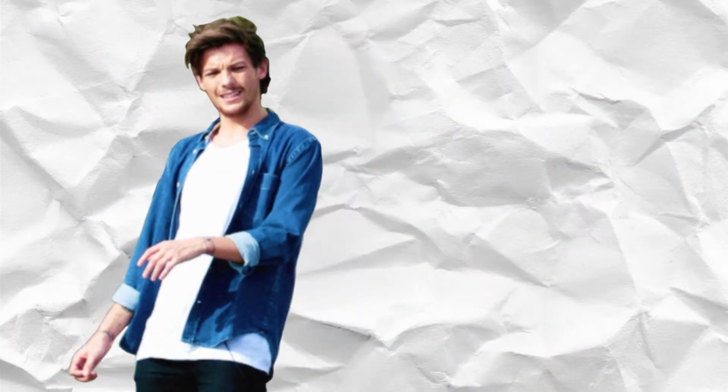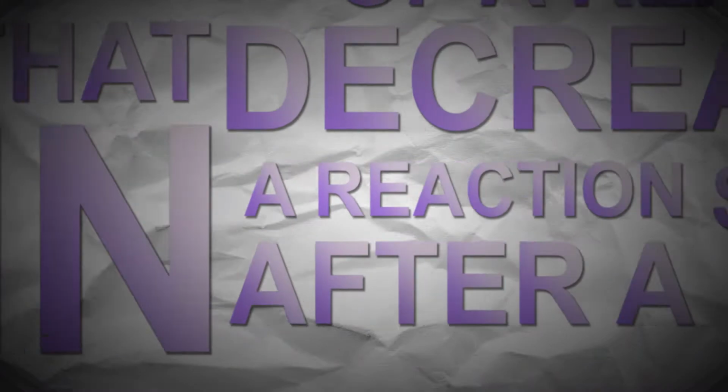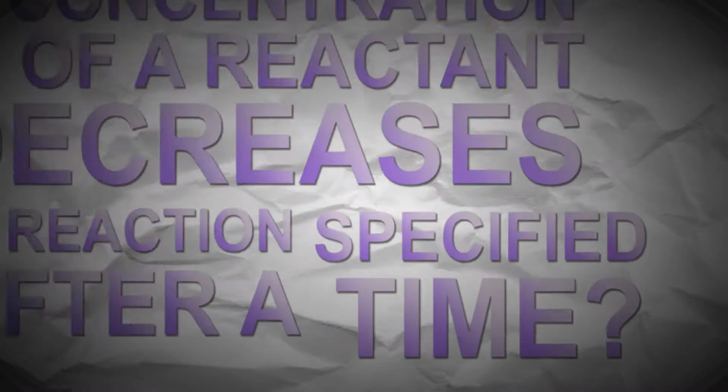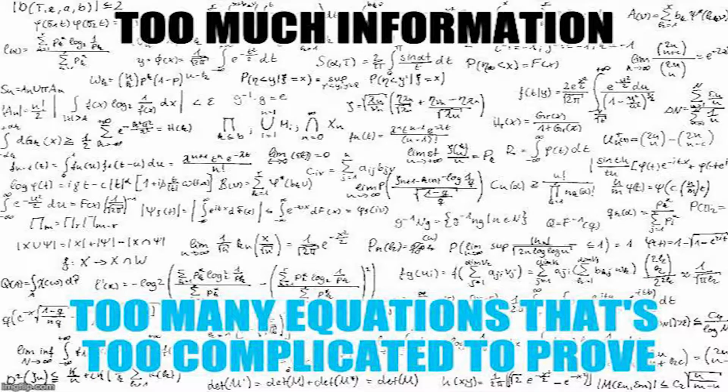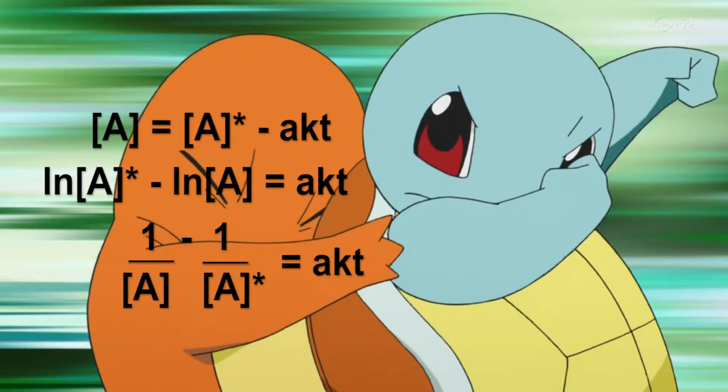We are going to show you how to answer the question in the intro. How do we get the concentration of a reactant that decreases in a reaction after a specified time? In chemistry, there are many formulas and equations to solve for exactly that. But today, we tackle only the three most commonly used formulas, which are for the zeroth, first, and second overall reactions.